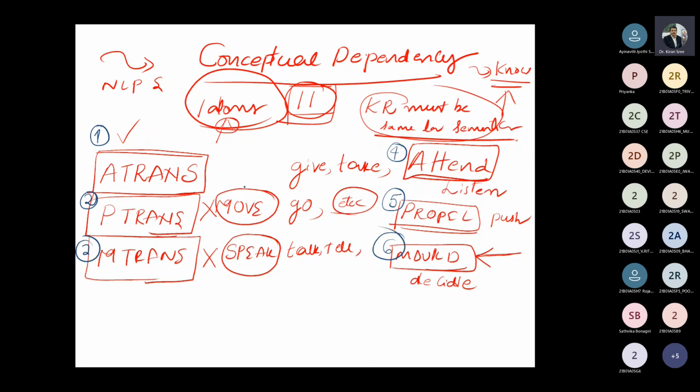And mu is just opposite to P trans. Move the parts of the body. So there is no physical movement. Then I will use this mu. This is the 7th primitive. Speak is a negative sense of talking, like you disturb the class, you utter a noise, you shout, talk loudly. We use speak here. These are the 8 primitives that we have discussed.